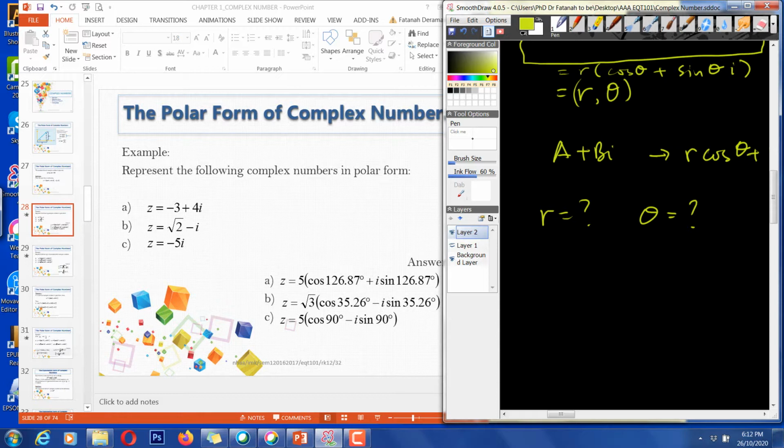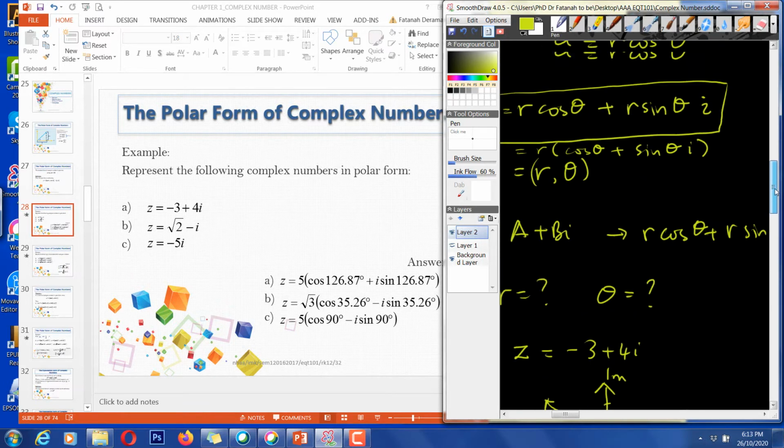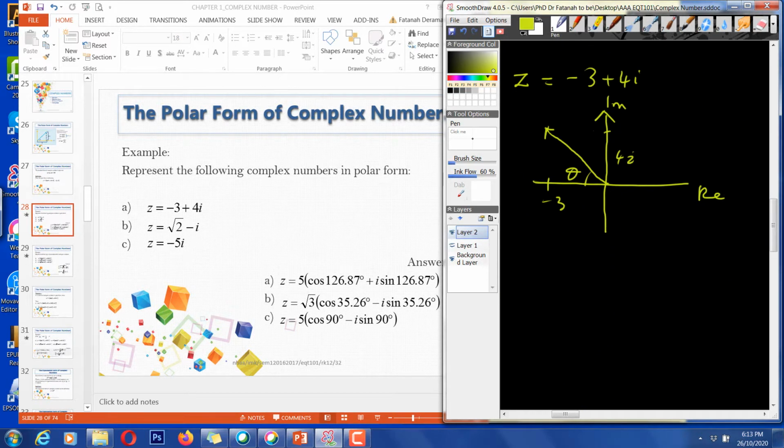For the first step, we need to draw where the point is. Z equals negative 3 plus 4I. What is negative 3 plus 4I in the diagram? Here we have 4I, and here we have negative 3. This is the real axis and this is the imaginary axis. So we get this point, and theta is measured from the x-axis. We transform into this triangle first if we are confused.